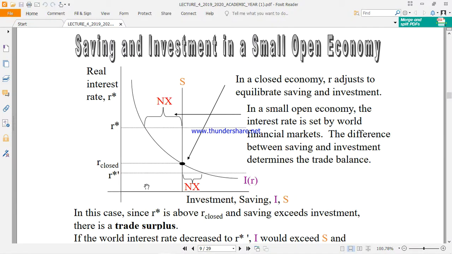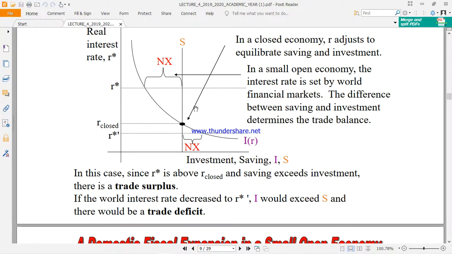Okay? So in that case, it means that the rate that the World Bank is charging is greater than the rate that the central bank is charging, then at that rate, investment must be less than savings. So if the rate of investment is less than the rate of savings, then we're running a positive trade balance. Okay? Because savings are greater than investment.